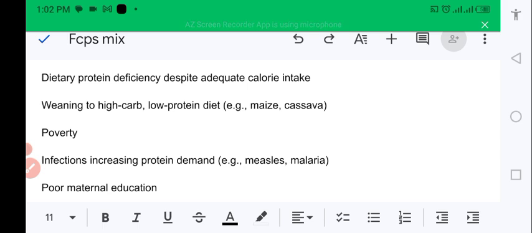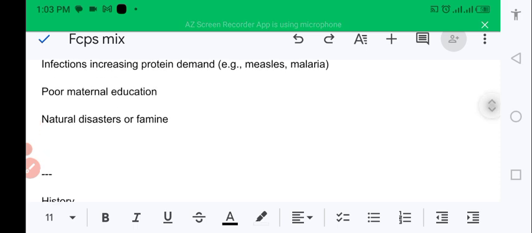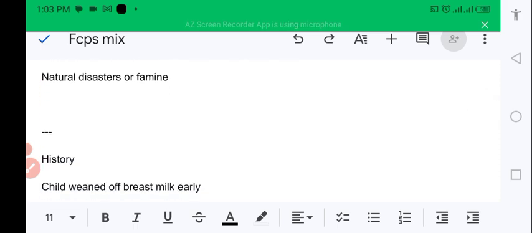Now, poverty is also a contributing factor in Kwashiorkor disease. Those people who are living in slums, and their babies are often prone to develop Kwashiorkor disease. Infections, poor maternal education, and avoiding breastfeeding of the babies contribute. Natural disasters or famine conditions can contribute to this condition.